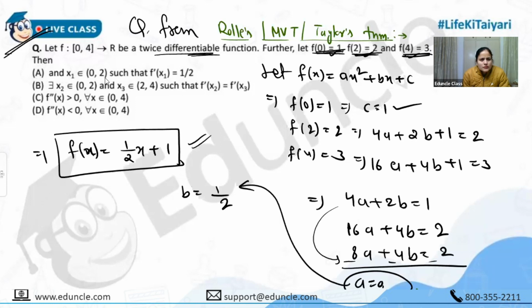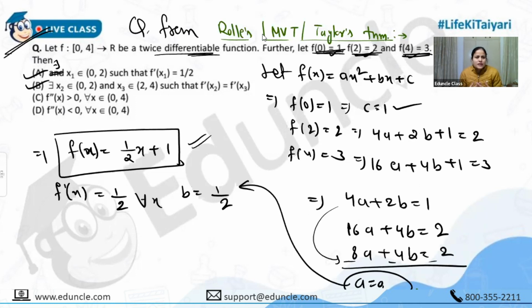कुछ तो missing है यहाँ पे, कुछ गलती का. I think this should be: there exists x1 belonging to 0 to 2 such that f dash at x1 equal to 1 by 2. So if I am taking f dash is equal to 1 by 2, it is true for all x basically. First derivative is 1 by 2 for all x. So yes, A option is correct. B option, there exists x2 in this interval. Yes, B option is also correct. Okay, so A and B options are correct here.